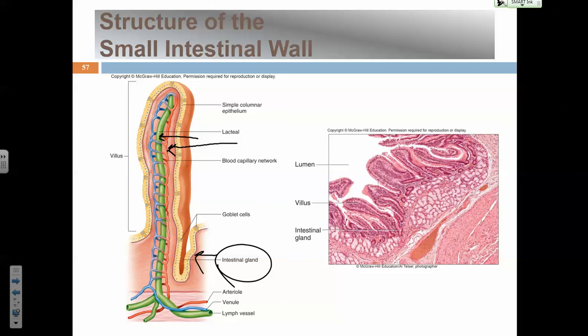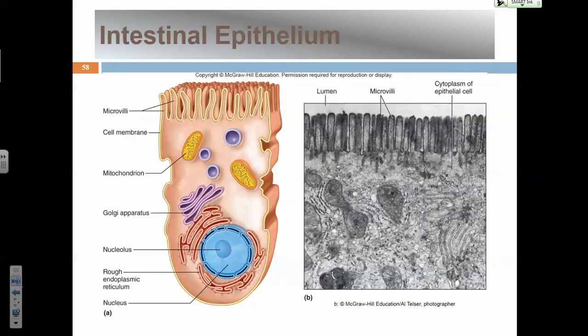At least that's easy. And then there's mucus glands down in the submucosa that are not shown here. We'll see them in lab. They're called Brunner's glands, and they empty mucus into that intestinal gland. You actually can see some of those right in here. Some of those Brunner's glands right there. Okay.